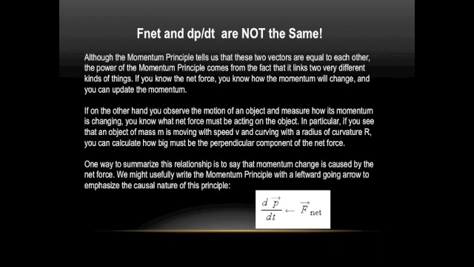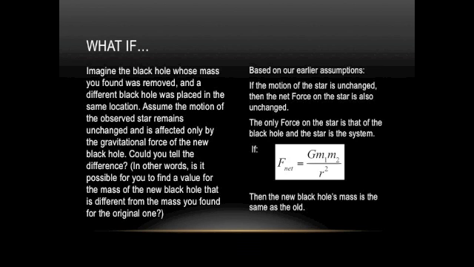Though we use the rate of change of momentum to determine F net in the given problem, the momentum principle states that these two vectors are equal to each other. In fact, we could say that the momentum change is caused by the net force. If the mass of the black hole changed or a new black hole was put in place, because the only force acting on the star is the gravitational force from the black hole, the only change would occur because of the change in mass. So if the position didn't change, that means the mass is the same.